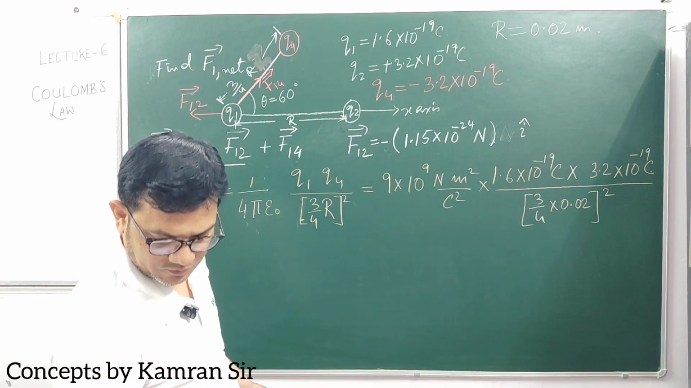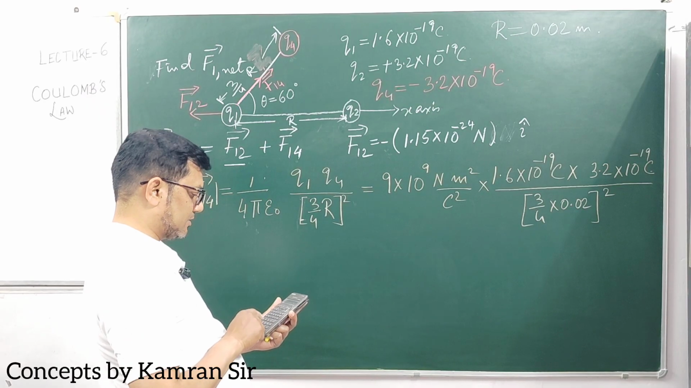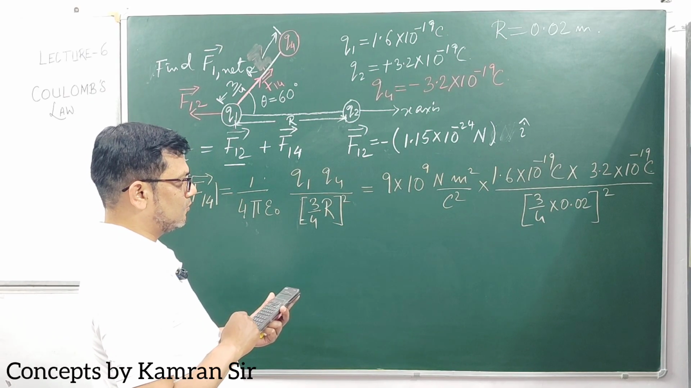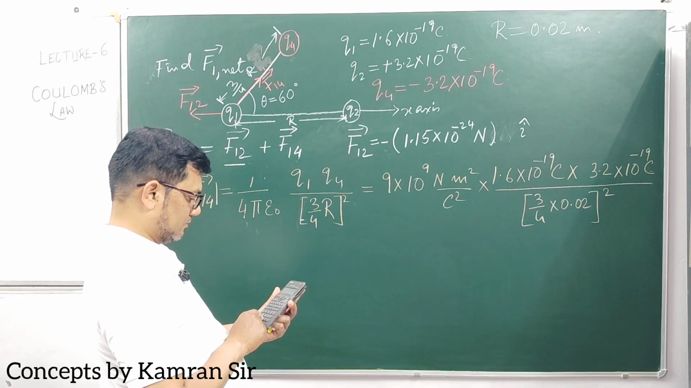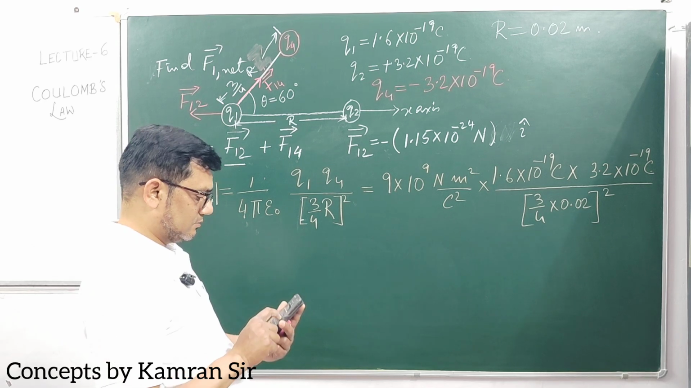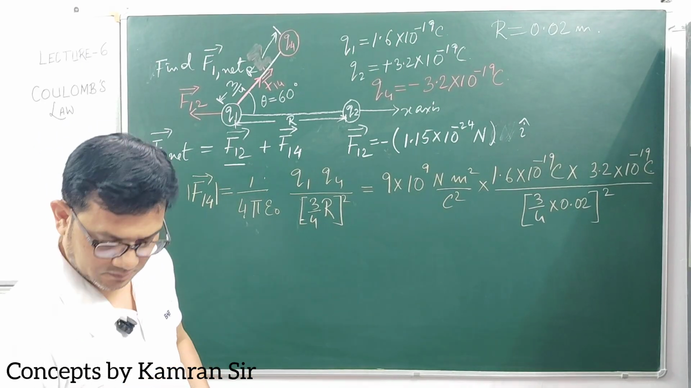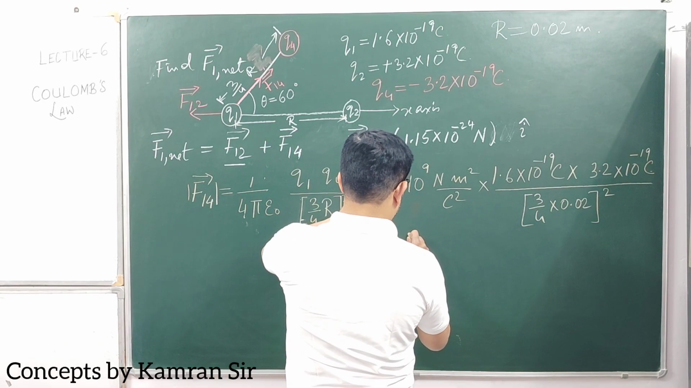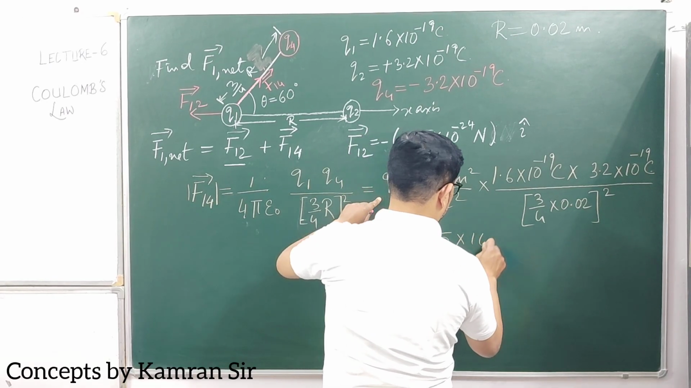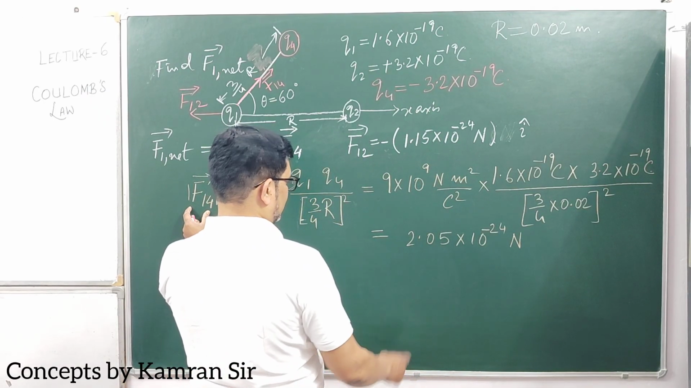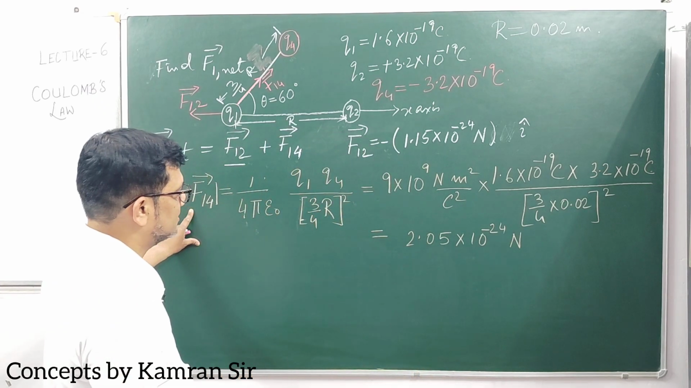Now let's calculate this. It's going to be 1.6 times 3.2 divided by 3/4 times 0.02 squared. So this comes out to be approximately, if you put in the values there, we evaluate this to 2.05 times 10 raised to the power minus 24 Newton. This is the value of F14, the magnitude of it, right?